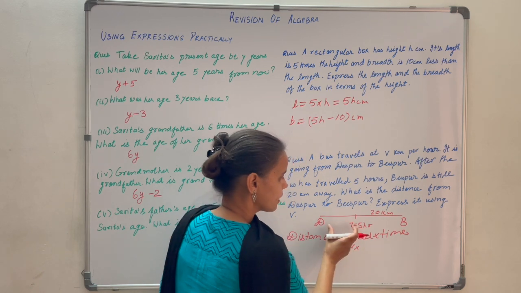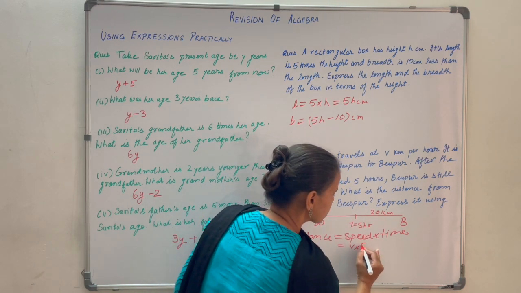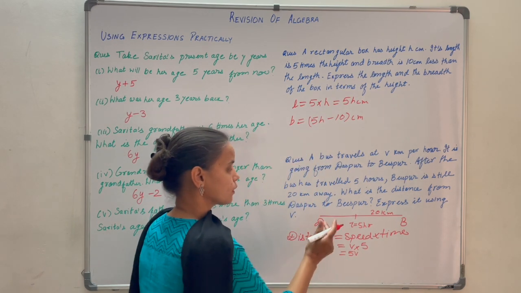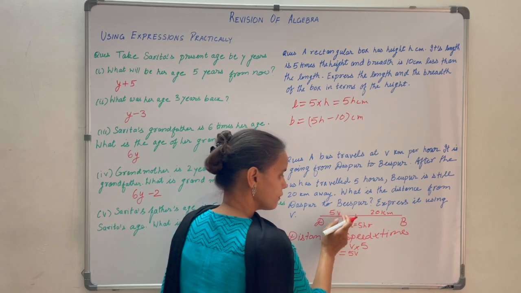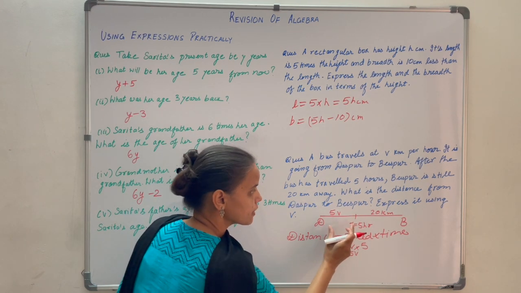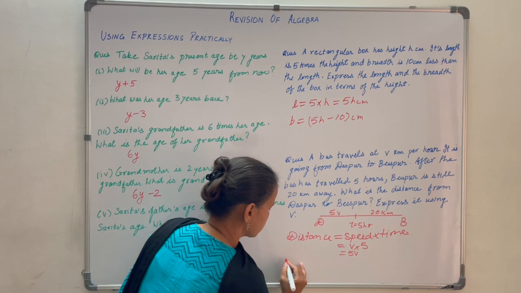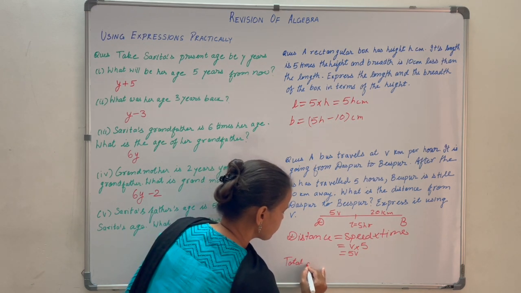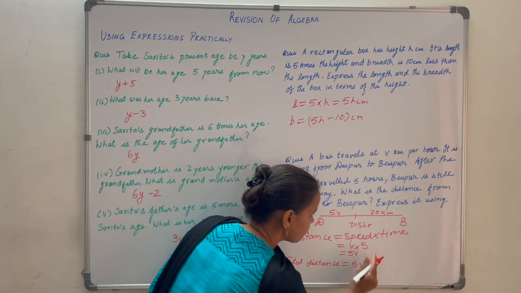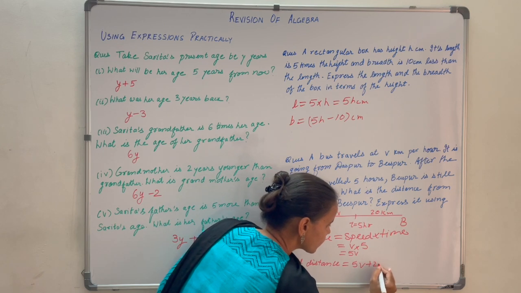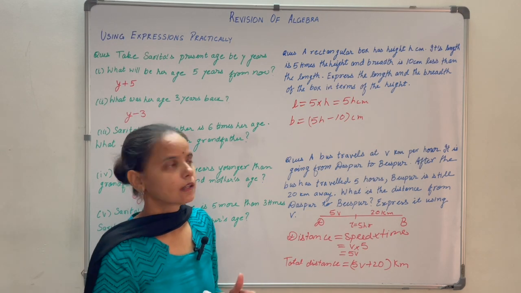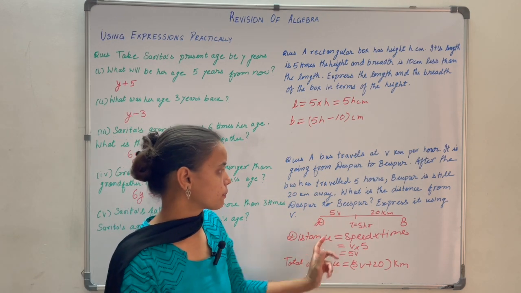In how much time has it covered the distance? 5 hours. So what is the distance? 5 into V is 5V. And the total distance is 5V plus 20. So in 5 hours it covers 5V distance and the rest is 20 kilometers. So the total distance the bus has to cover from Daspur to Bispur is 5V plus 20 kilometers.